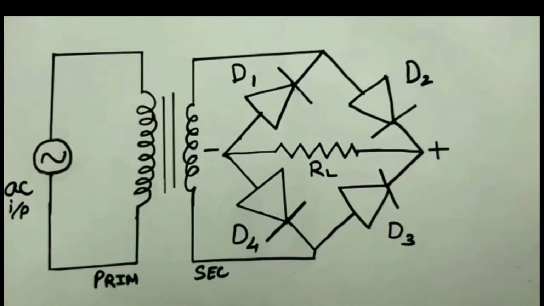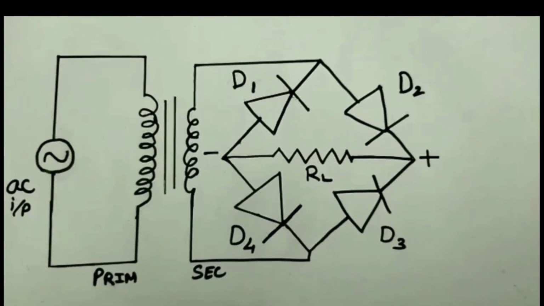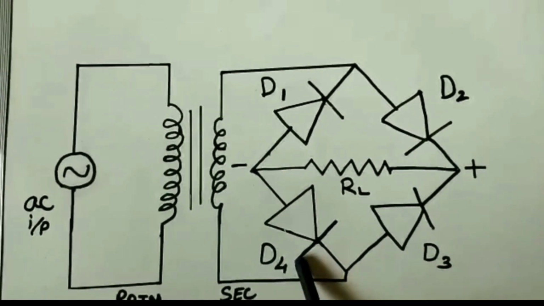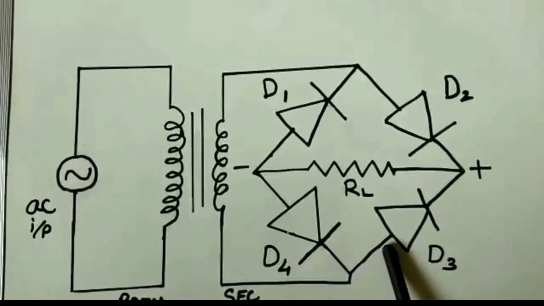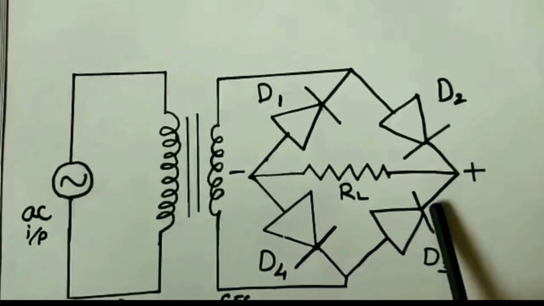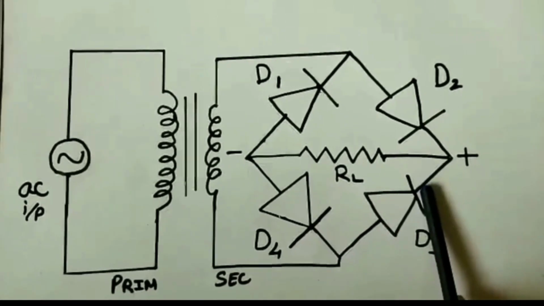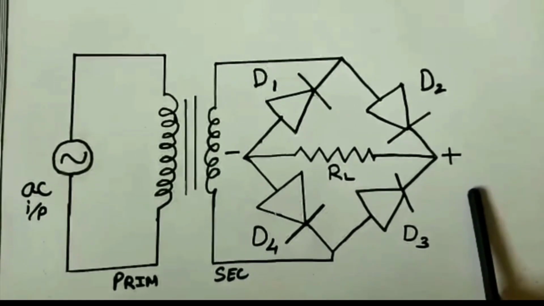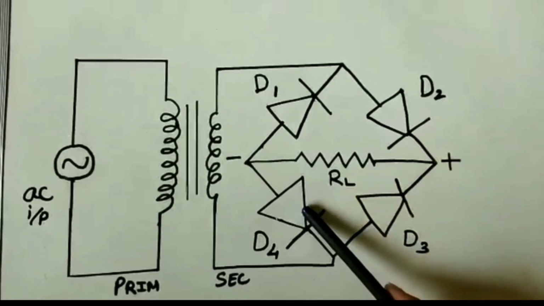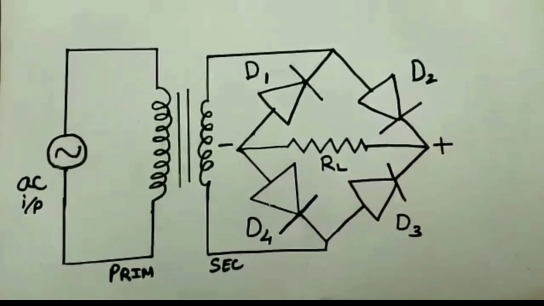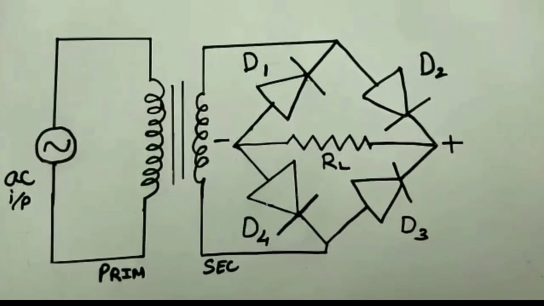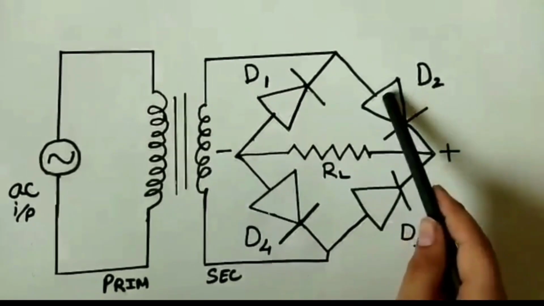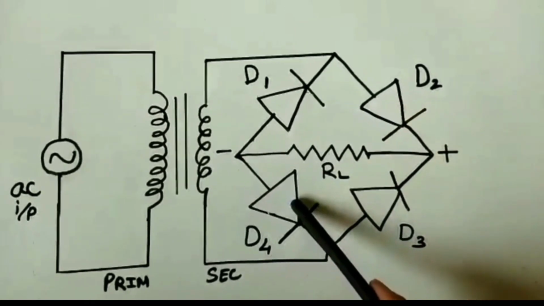It requires 4 diodes. In the following diagram, D1, D2, D3 and D4 are the 4 diodes. This is the positive terminal and this is the negative terminal of the diode. During the positive half cycle of the secondary voltage, diodes D2 and D4 conduct and diodes D1 and D3 do not conduct. The current flows through the secondary winding, D2, RL and D4.